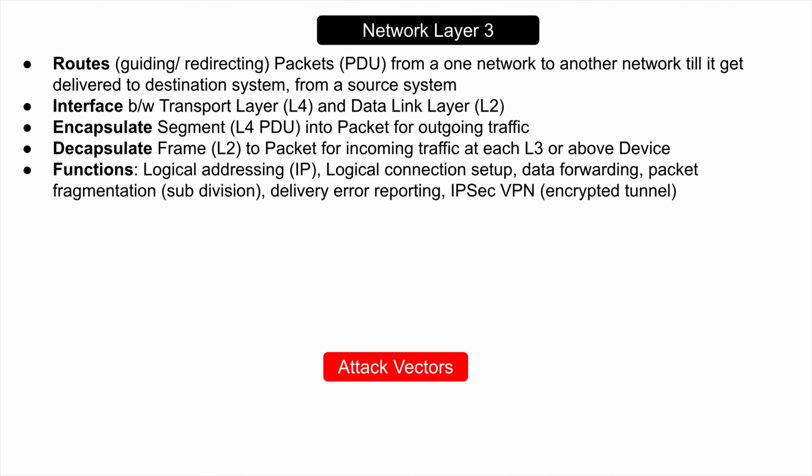Network layer functions involve logical addressing or IP addressing, logical connection setup, data forwarding, packet fragmentation, which is the subdivision of a packet, and delivery error reporting. There are also some security services like Internet Protocol Security and VPN, which is a virtual private network, an encrypted tunnel between two devices.